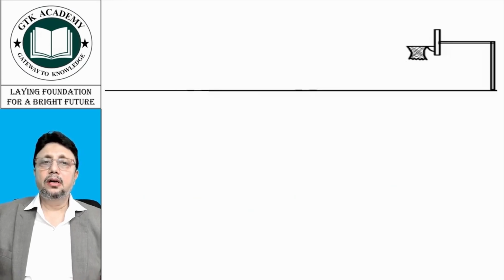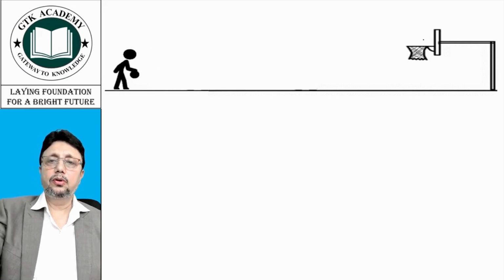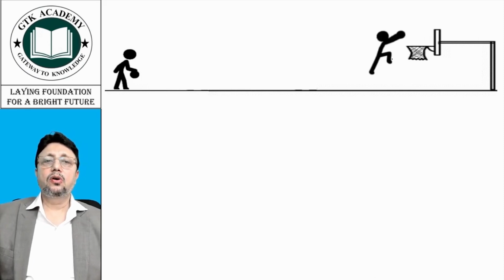For example, this is a basketball post, and a person is standing here with a basketball. Suppose he has to carry this ball and put it in this goal post. What he'll do? He'll just walk here, run whatever he can, and then go and put the ball where it is required to be put.